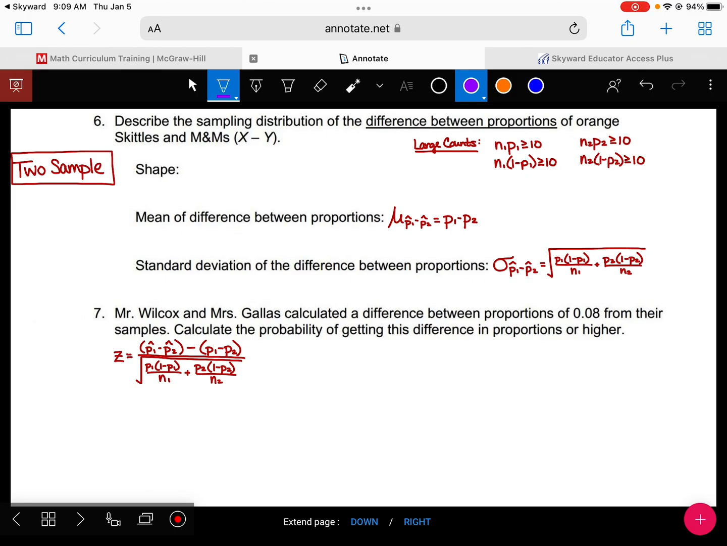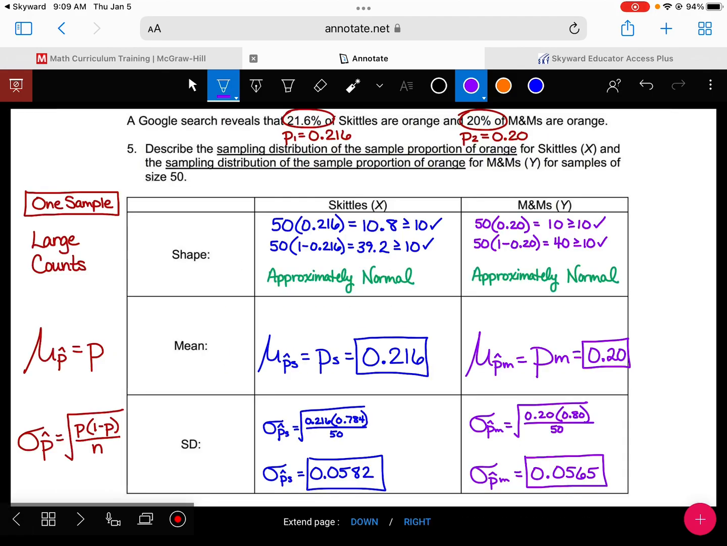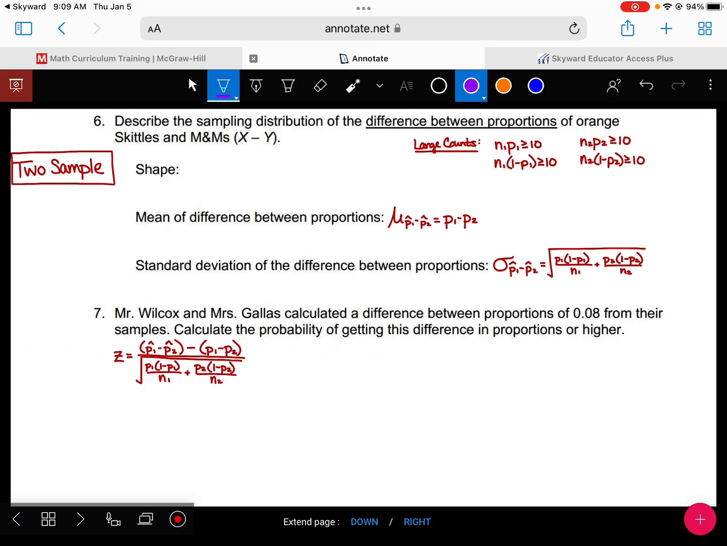So I want the variance of one, the variance of the other. So I have to square those standard deviations from the previous screen. Let me pop that back up. I have to square those standard deviations, add them together, and then square root it so that I can get my new standard deviation. I'll pop those answers up on the screen in just one moment. I do want to talk about number 7 before I pop up my answers.